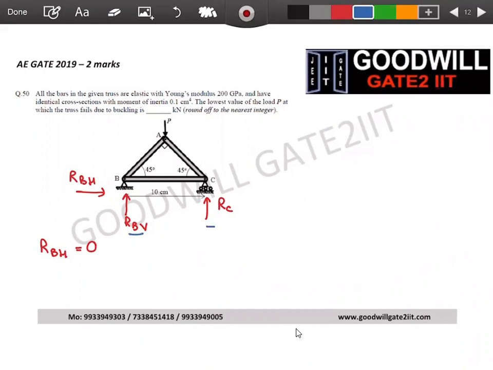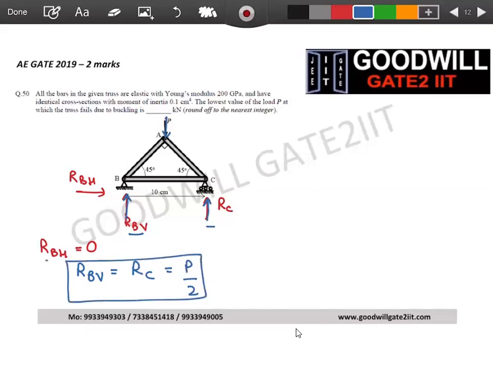This is a symmetric structure, guys. So when a load P is applied, it has to be balanced equally by both supports. If you don't like this, you can definitely use equilibrium equations, which I have already solved in the previous lecture. RBV, the reaction at B in the vertical direction, is exactly equal to the reaction at point C, and it is equal to P by 2. I hope you agree without doing calculations. Once you know the reactions, my motive is to calculate the forces in each truss member.